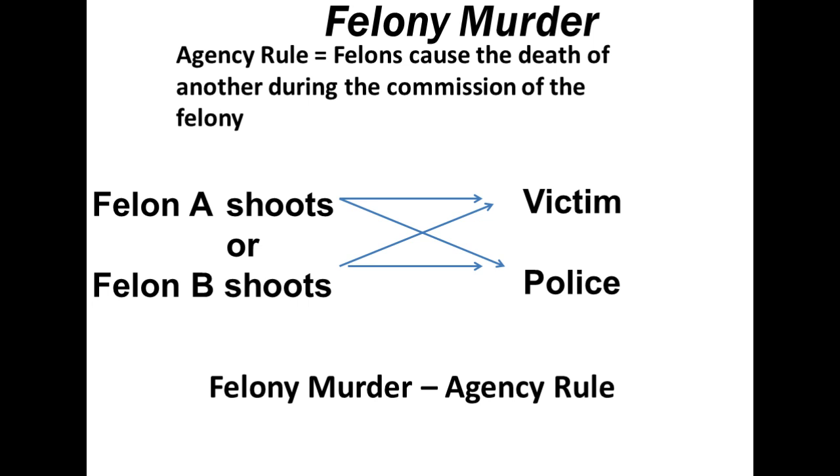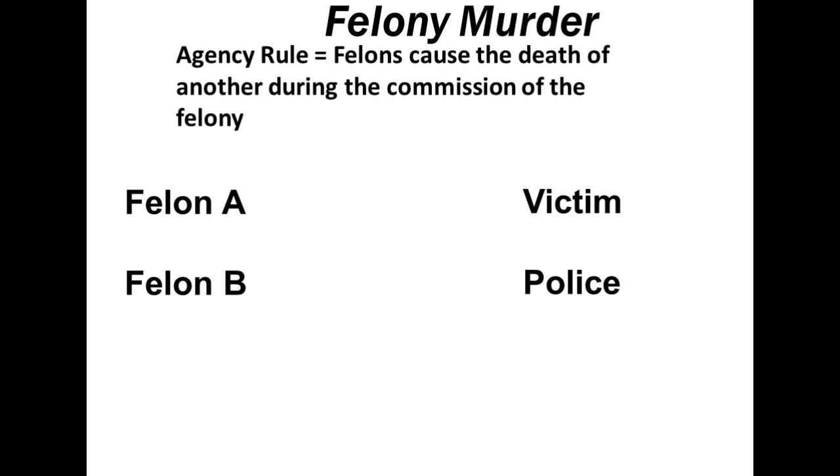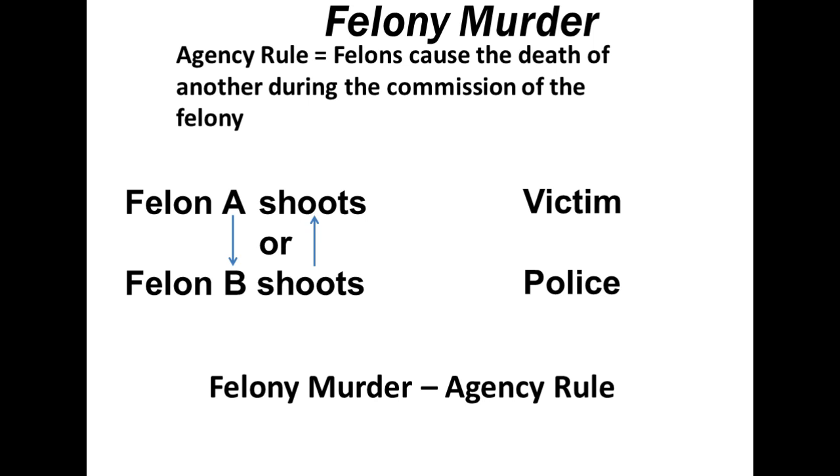So this is a simple playing out of the agency rule: felon A shoots and felon B can be convicted because felon B is deemed to be an agent of felon A, or felon B kills and felon A can be convicted because felon A is deemed to be an agent of felon B in this circumstance, and the agency rule will permit conviction. Let's take a look at it happening another way. Felon A shoots felon B, or felon B shoots felon A. Again, in this instance, the felony murder rule will permit conviction under the agency theory.